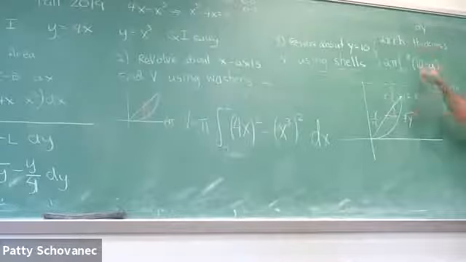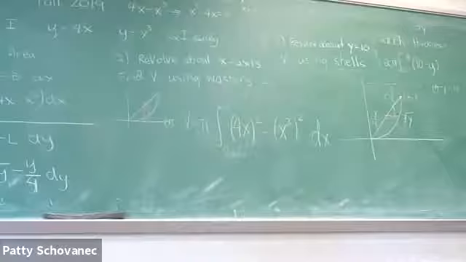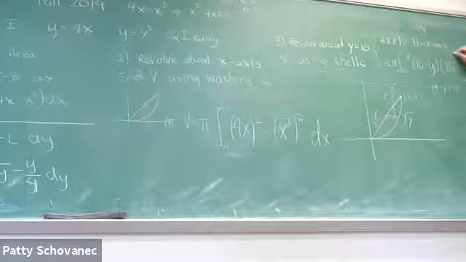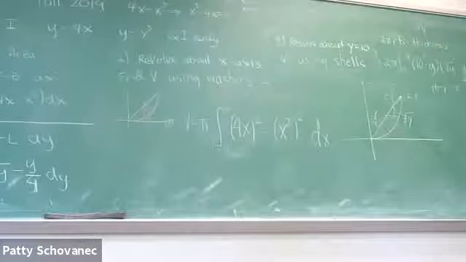Now the height of that little pink box, which is going to be the height of our shell, is right graph minus left graph. So the cube root of y minus y over 4. So that's r, that's h, and then dy is the thickness.